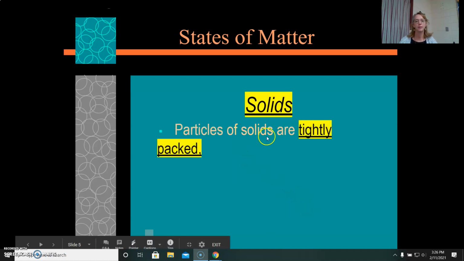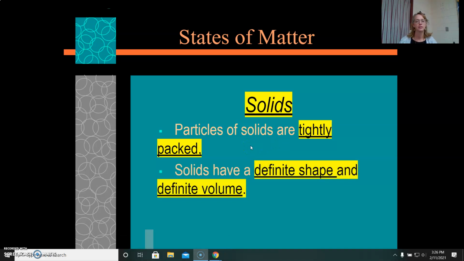So a solid, the particles are super tightly packed, so tightly packed that you can't change the shape and you can't change how much space it takes up. There's no space in between these molecules to squish it any tighter. They're already right next to each other.